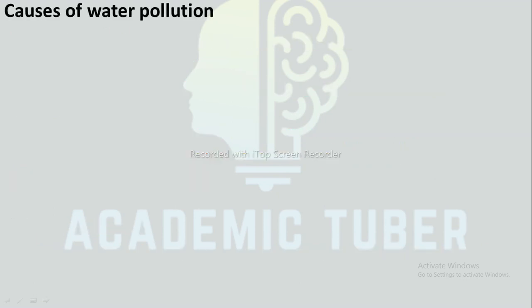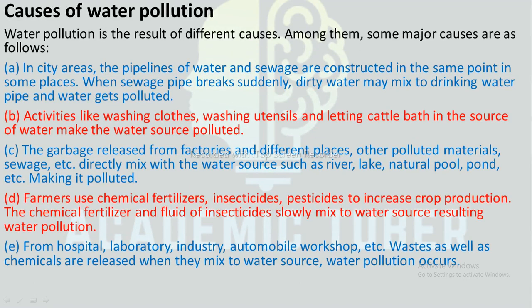Causes of water pollution. Water pollution is the result of different causes. Among them, some major causes are as follows. In city areas, the pipelines of water and sewage are constructed at the same point in some places. When a sewage pipe breaks suddenly, dirty water may mix into drinking water pipes and water gets polluted.